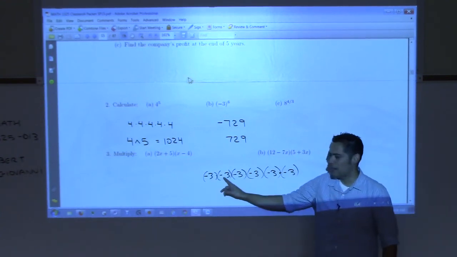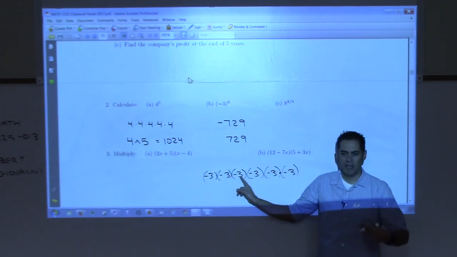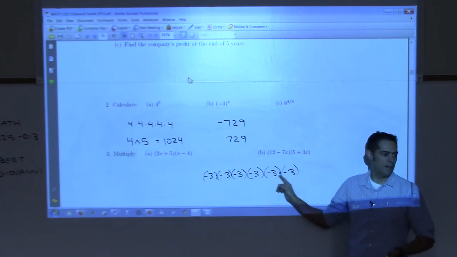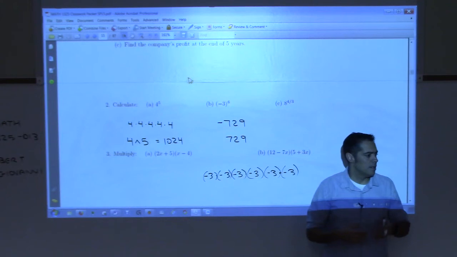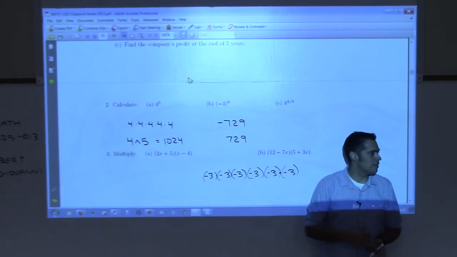A negative times a negative is positive. So these two are positive. Then this one would make it negative, and then positive, then negative, and then back to positive, right? So if you have an even number up here, and you're taking a negative number and raising it to an even power, you should always get a positive answer.